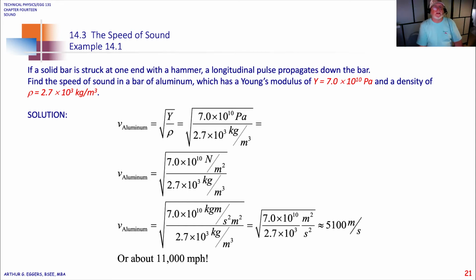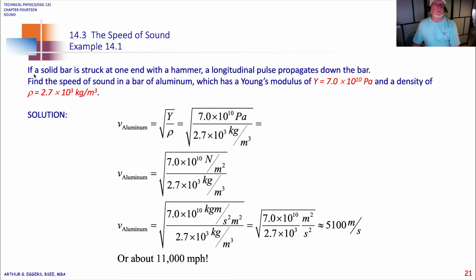Let's take a look at an example problem where we're going to determine the speed of sound, the velocity at which a sound wave travels through an aluminum bar. To do this, we're going to use some terms that we've learned before. First is Young's modulus. Young's modulus for aluminum is 7 times 10 to the 10th Pascal. And the density, or rho, for aluminum is 2.7 times 10 to the third kilograms per meter cubed.